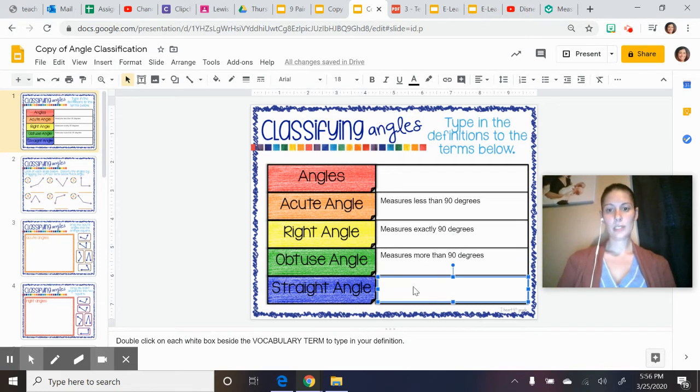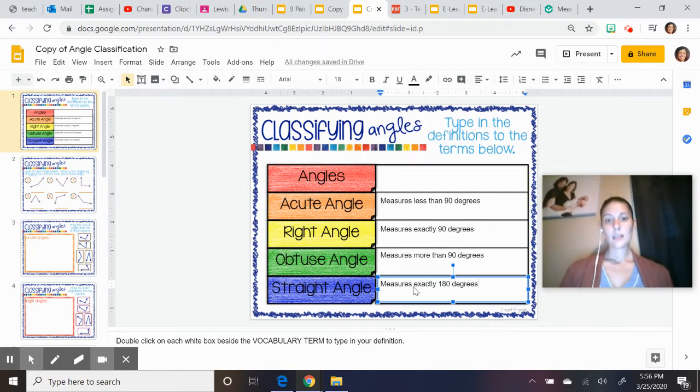And a straight angle, which we didn't talk about, but that's just like a straight line, will measure exactly 180 degrees. All right. Something that you need to be aware of as we go through this, if an angle measures 89 degrees, it is still going to be acute because that is still less than 90 degrees. If an angle measures 91 degrees, it's still going to be obtuse because it's more than 90 degrees. It's only a right angle if it measures exactly 90 degrees. All right, let's look at the next slide.